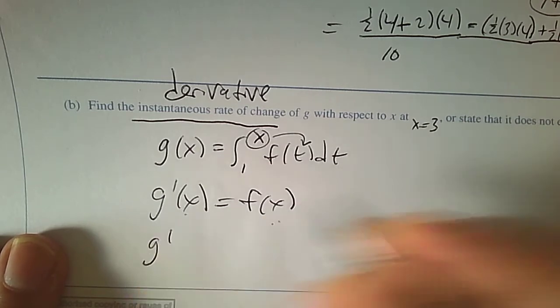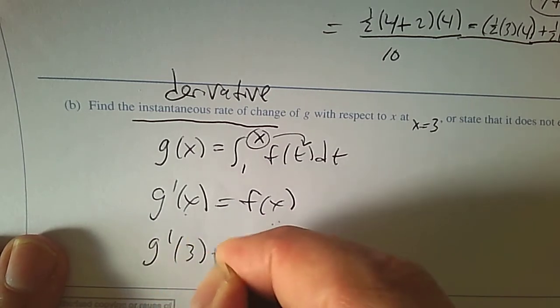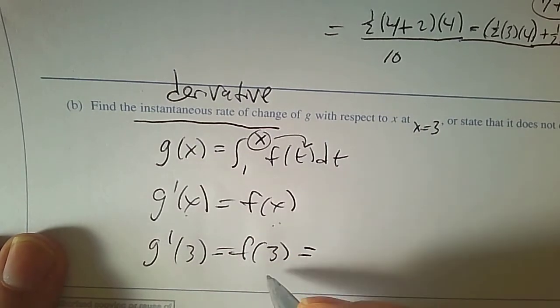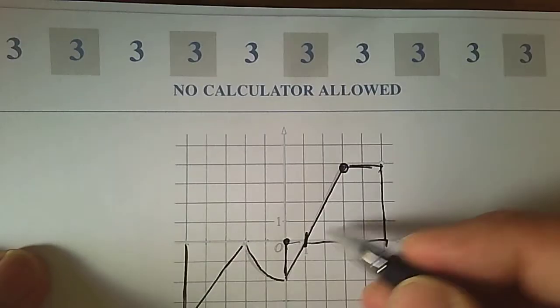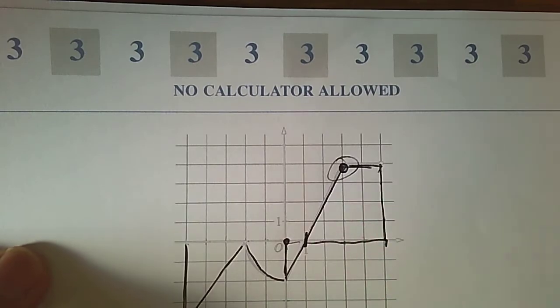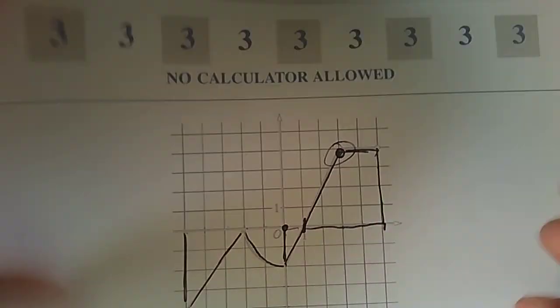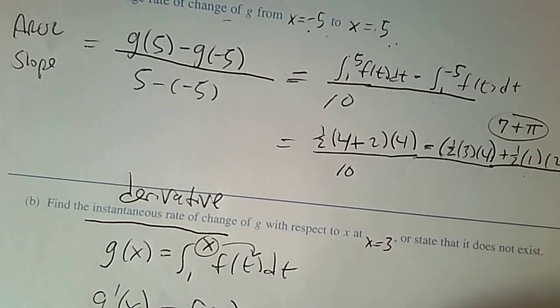Then when it says find the derivative at 3, all you're doing is looking off the graph and saying, what's the value of f at 3? So now when I go 1, 2, 3, go up here, I can see the value is 4. That's the y coordinate off the graph, and you have the answer.